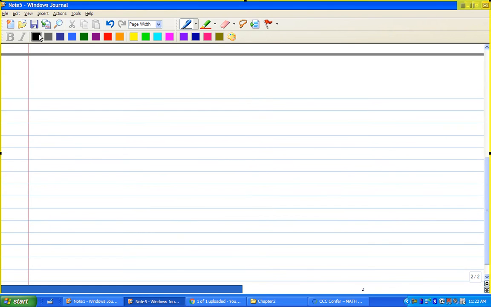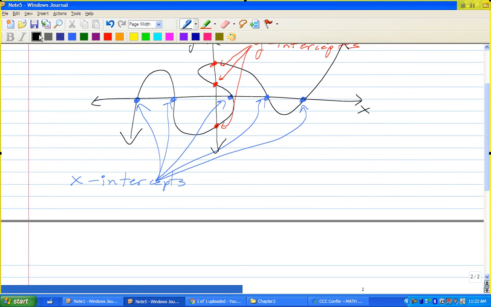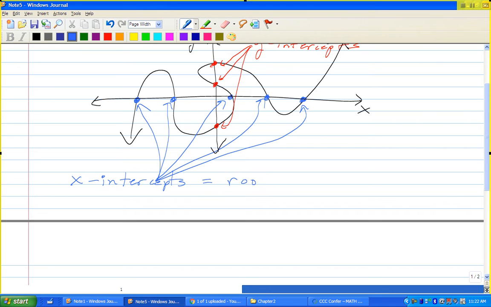X-intercepts are also sometimes called roots, if I'm talking about some polynomial. And they're also called the zeros of your function. So if you're talking about a function, then these are called zeros. If you're talking about a polynomial, then these are called the roots of a polynomial. But they're all the same thing.